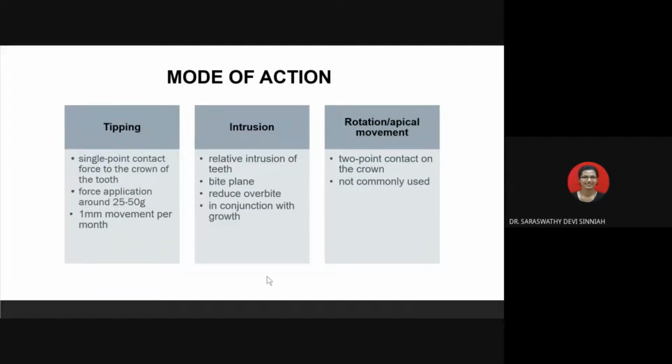The mode of action of a removable appliance includes tipping, intrusion, rotation, and controlled apical movements. This appliance works by applying controlled force to the crown of the teeth. It applies a single point contact force to the crown of the tooth, hence only tipping movements occur. The fulcrum is around a point located 1/3 from the root apex, which is called the center of resistance. Force application of around 25 to 50 grams can tip a tooth with the crown moving around 1 millimeter per month.